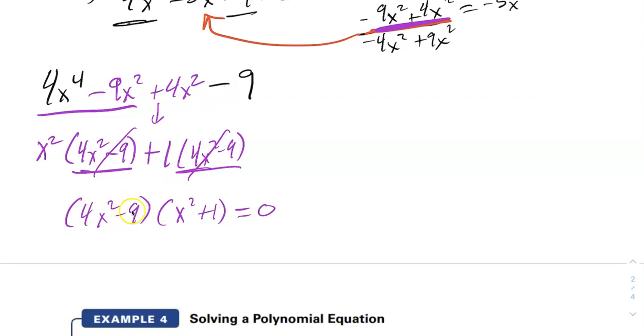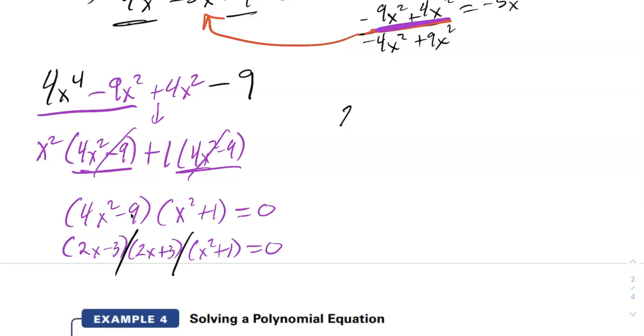I can actually factor this some more if you want to. That's the difference of two squares. Right? This one's squared and that one's squared. I could factor that to be 2x minus 3, 2x plus 3. So I get that. Now I cannot factor x squared plus 1 because it's a positive. You can only factor it when it's a negative. Anyway, now I want to solve it, so you just split each one up.